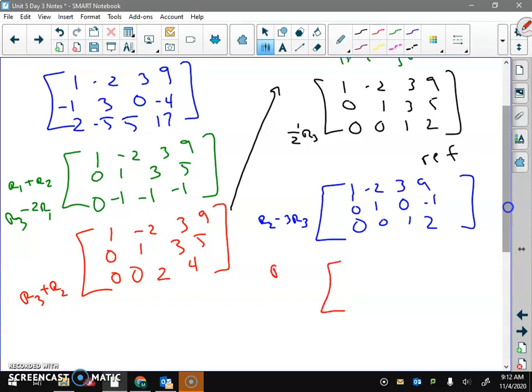Row 1 minus 3 row 3s. 1 minus 0 is 1. Negative 2 minus 0 is negative 2. 3 minus 3 is 0. 9 minus 6 is 3. I'm almost home.